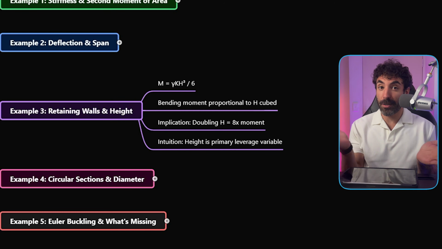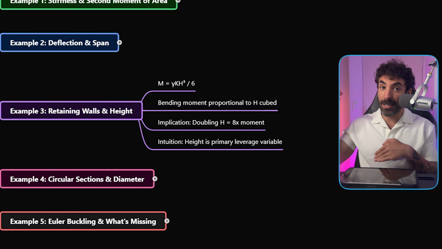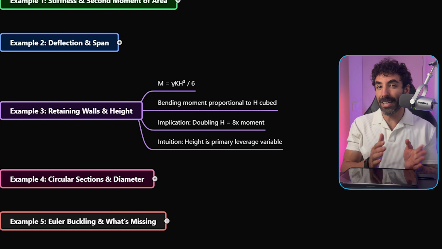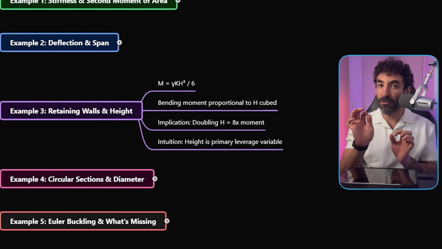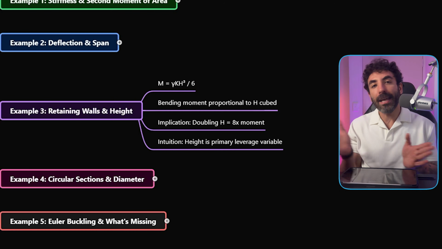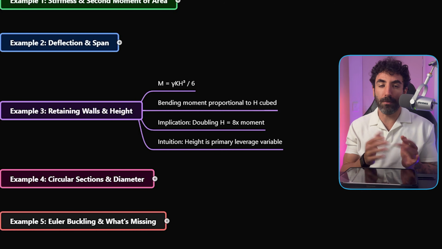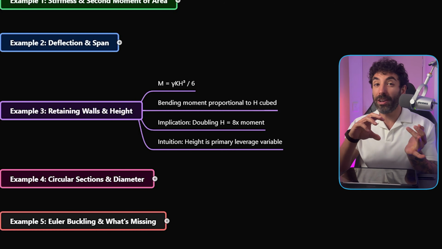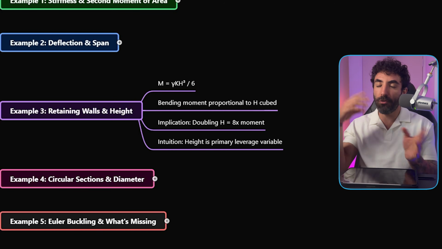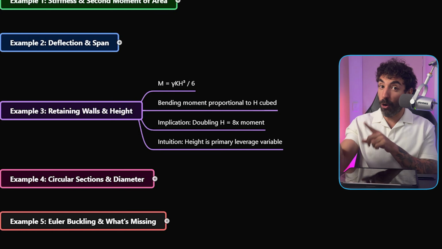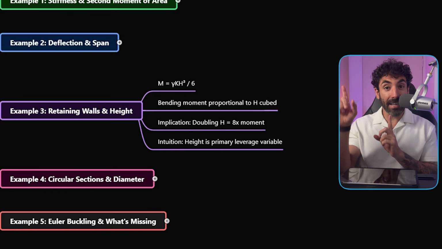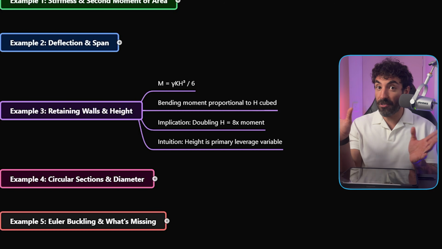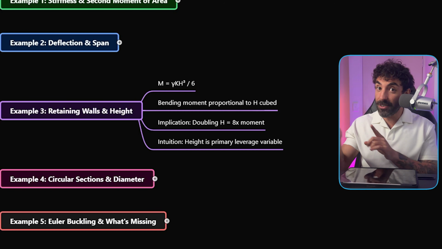And this is exactly why retaining walls can get expensive very quickly as the height increases. A wall that is a little bit taller is often not just a slightly bigger version of the same design. It can become a completely different problem. You're gonna get more bending, more reinforcement, more footing demand, more overturning, more sliding. So again, the formula is telling us where the real leverage is. In that formula, height is not just another variable. It is the variable driving the whole problem.